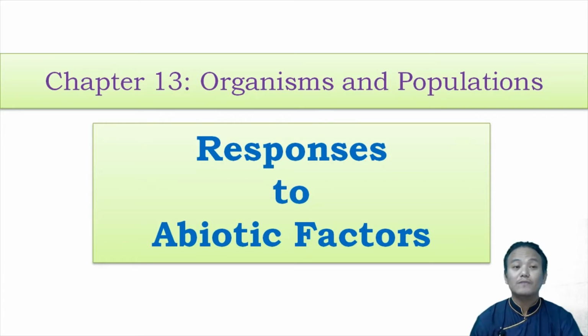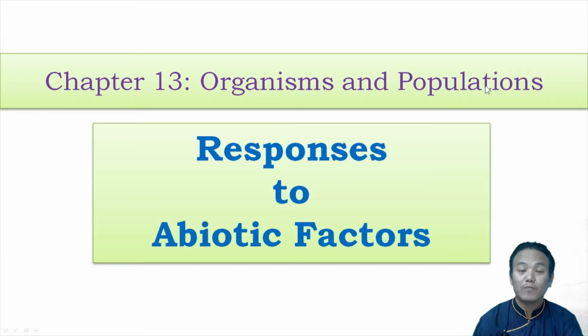In our previous video on chapter 13, organisms and populations, we discussed some major abiotic factors such as light, temperature, water and soil. I told you that variations in these abiotic factors will create different types of habitats, and that in these different types of habitats, different kinds of organisms are found. In this particular video, we will discuss responses to abiotic factors by the organisms.